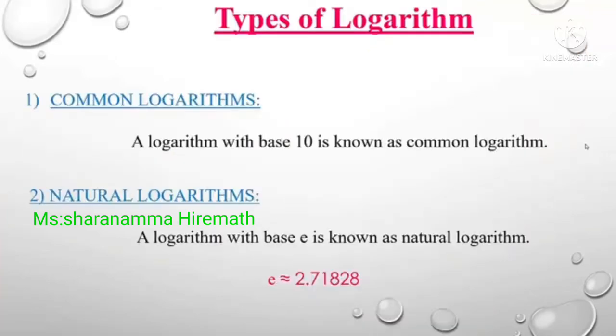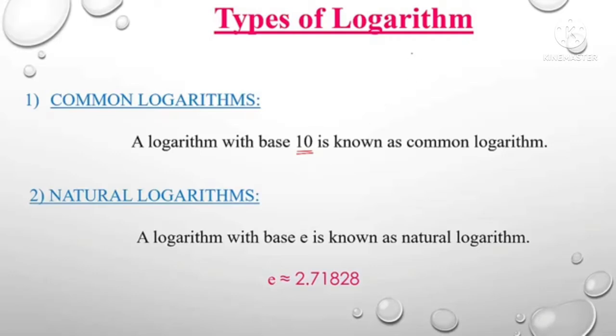Class. So first we have to know what are the different types of logarithm. Basically, logarithm is divided into two types, and they are common logarithms and natural logarithms. Common logarithm means a logarithm with base 10. If it is having base 10, then it is known as common logarithm.